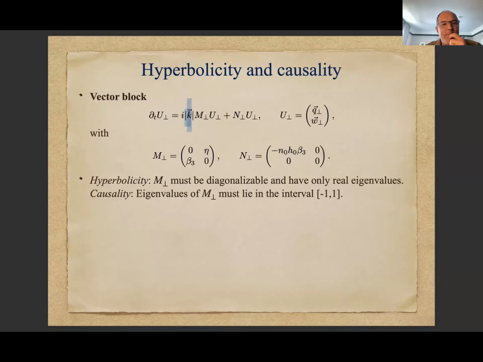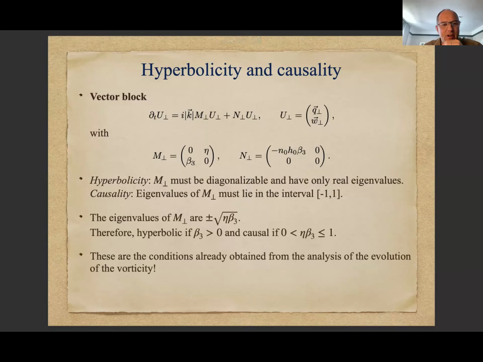Now the system is hyperbolic. To be hyperbolic, think of it that the solution is an exponential of this matrix times t. If you want to prevent frequency dependent blow up in time, then you need this matrix M perpendicular to be diagonalizable and have only real eigenvalues. And causality means that this eigenvalue must lie in the interval -1 to 1.